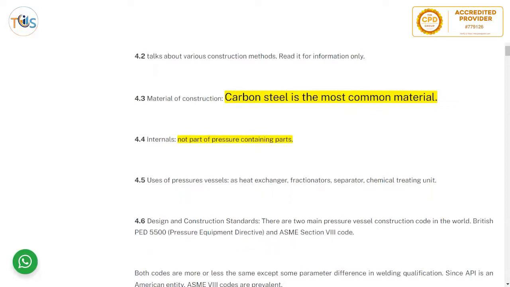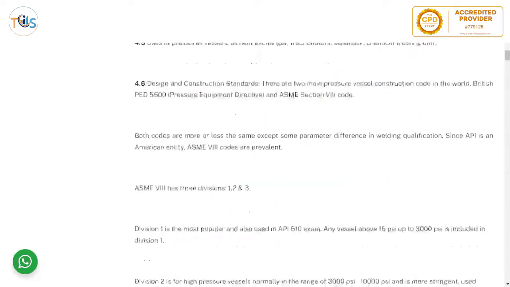4.3, material of construction. Carbon steel is the most common material, a potential exam question. Internals are not part of the pressure containing parts. Use of pressure vessels: there can be heat exchangers, fractionators, separators, and chemical treating units.